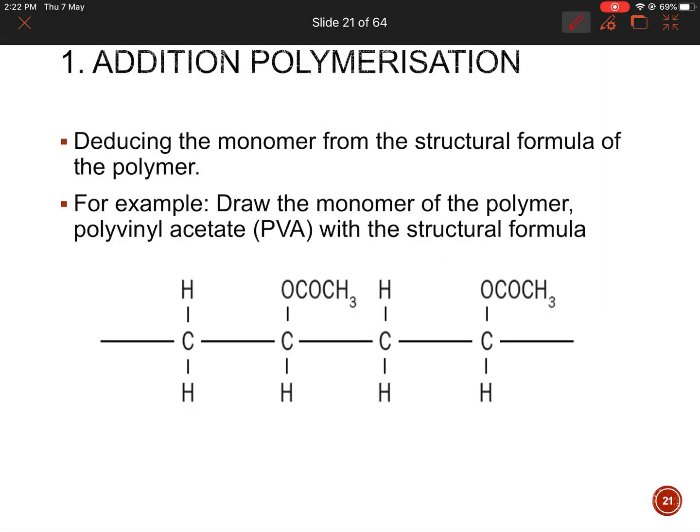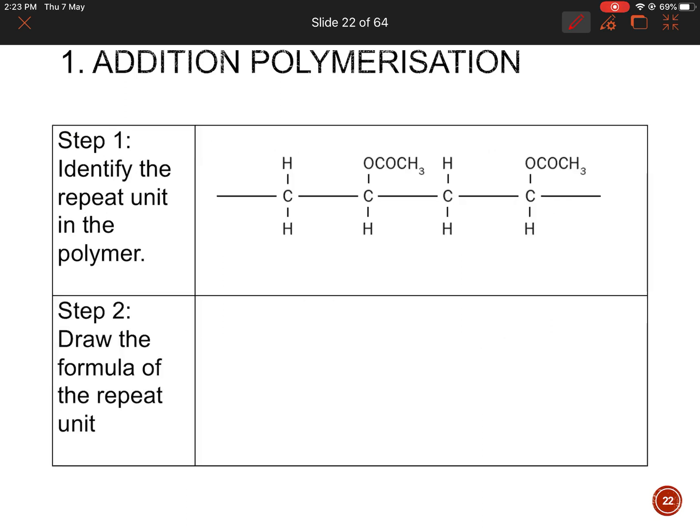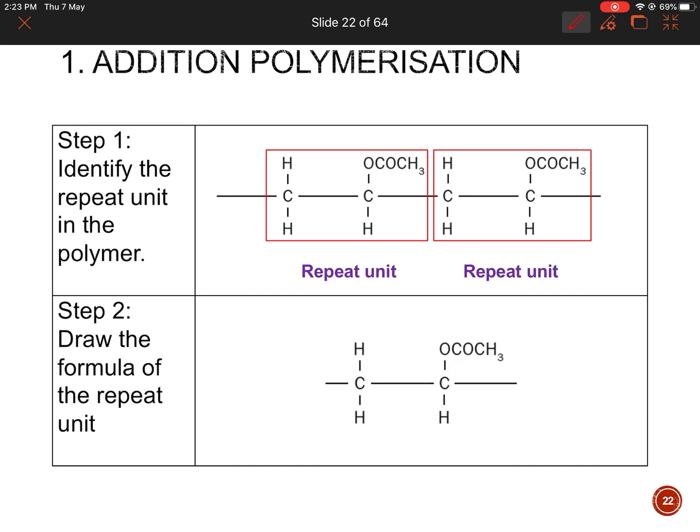Then moving on. If now I want to deduce the monomer from the structural formula of the polymer, how do I do it? Over here I have an example of a portion of the polymer. First thing you need to do is identify the repeat unit. So what is the repeat unit in this case? You realize it will be one of the boxes there. Okay, that means it repeats itself. So you get the formula of the repeat unit. It will be like that with the dangling bonds.